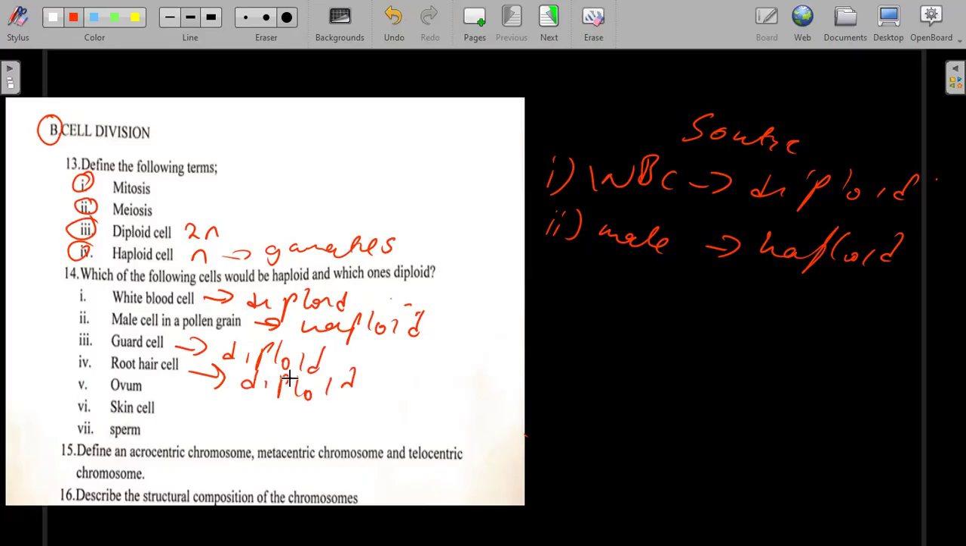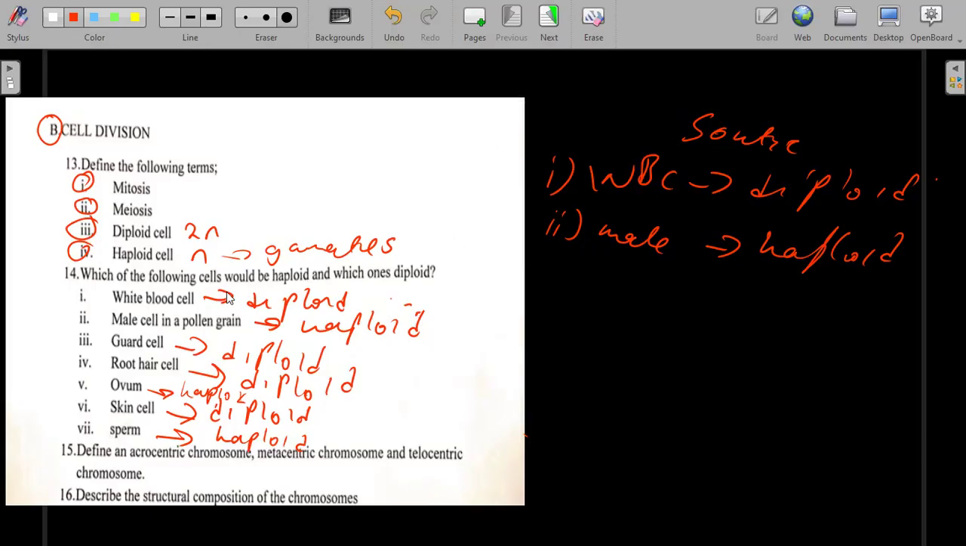Then we have the skin cells. For the skin cells, they are also somatic cells. So they will undergo what we call mitosis. So they are diploid cells as well. Then for a sperm, it's a gamete. You know, it's a gamete. So it will be haploid. And I didn't mention, same with the ovum. It's also a gamete, so it's going to be haploid as well. So that's what we are having.